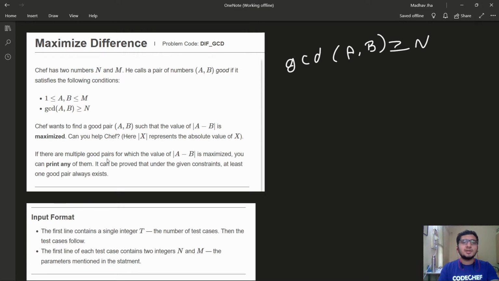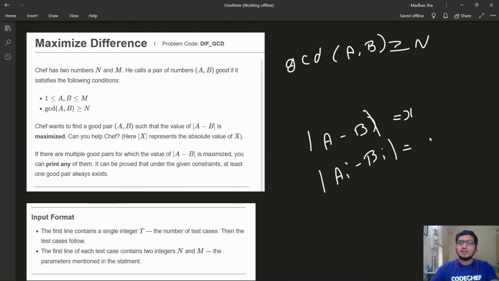Now, there can be multiple good pairs and we have to just maximize the difference between a and b. There can be multiple pairs of a and b. It could be that a and b give some difference X, and another pair ai and bi gives the difference again the same. So we are free to print any of them.